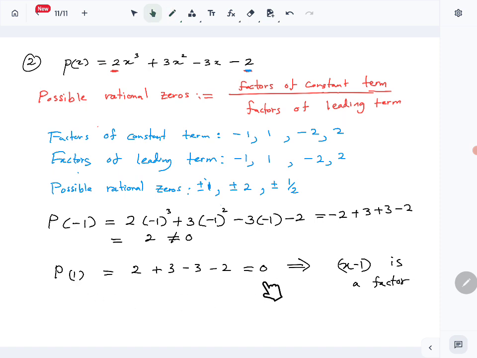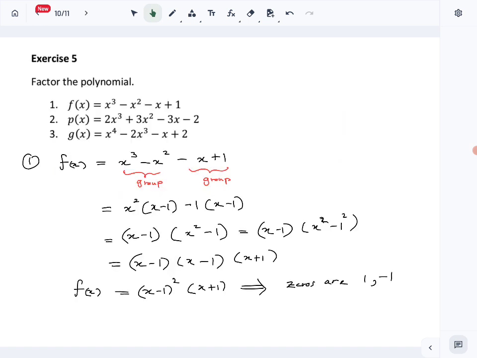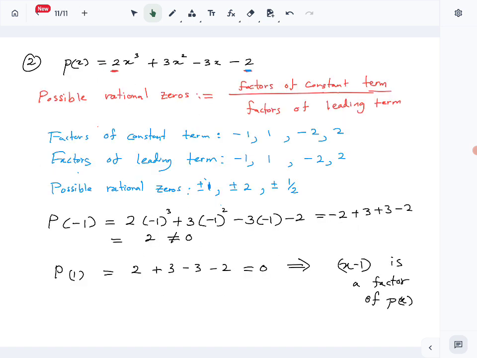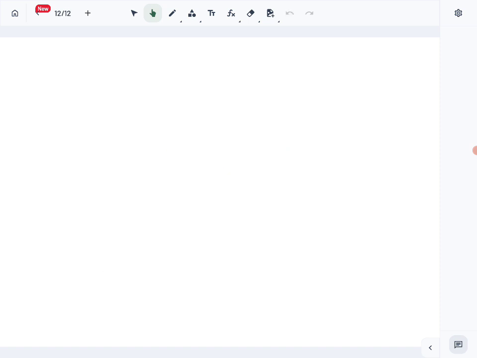Because p of 1 is 0, x minus 1 is a factor of p(x). In these types of questions where we can't do grouping, you have to somehow figure out one factor. Right, so now we have figured out one factor. Now we have to figure out the rest. So this is how you do that.